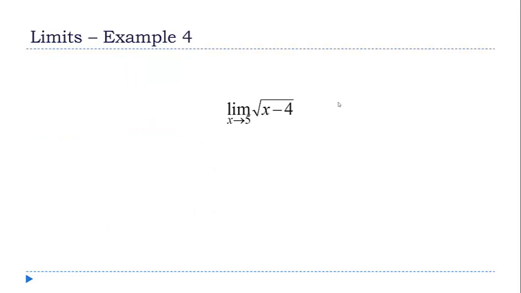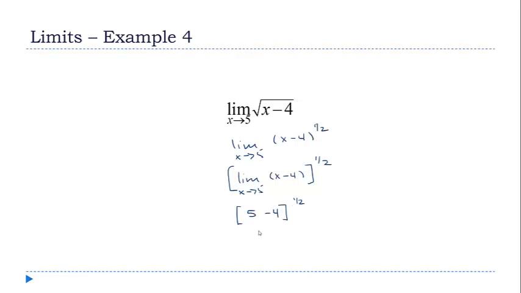Now, this is a situation that we can simplify using our exponent properties of limits. Remember, a square root is the same as raising the base to the 1/2 power. And our exponent rule says that we can bring the exponent outside the limit. Now the inside is just a polynomial. So the limit becomes the square root of 5 minus 4, which is just 1.